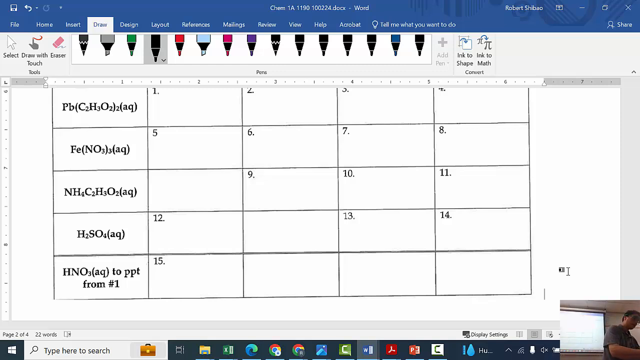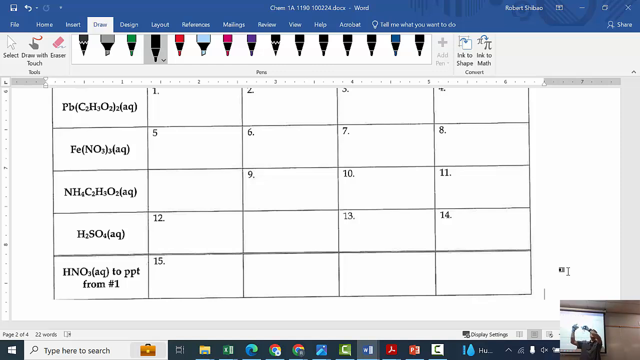So I'm going to decant. It's not going to be perfect. I'm going to get some precipitate over there, and I didn't get all the solution, but I got a lot of it. And so now I have the suspension of precipitate there. And then I'm going to add my nitric acid to that. And let's see what happens to the precipitate with the nitric acid.